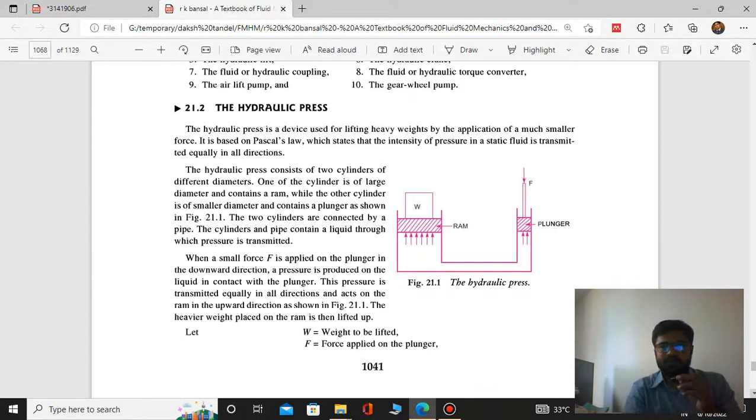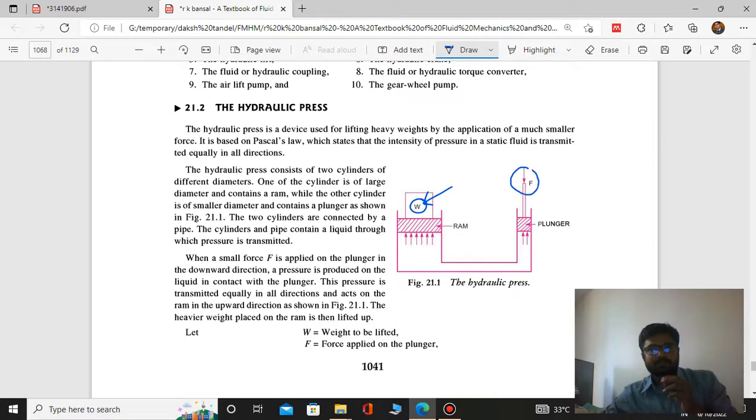Now in hydraulic press, you can see what the function of hydraulic press is. Here we want to lift W weight, but for that we will have to apply force. So basically by use of this force we want to lift W weight. Clear? So here let us apply the principle.